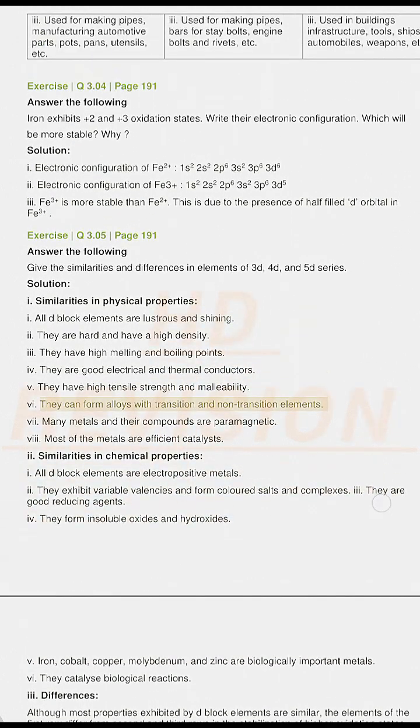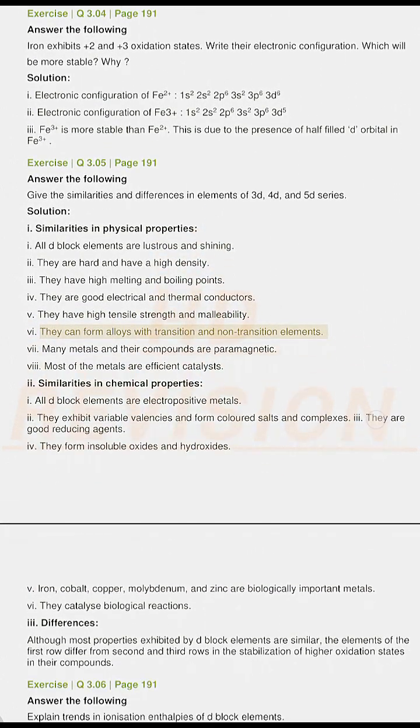They can form alloys with transition and non-transition elements. Many metals and their compounds are paramagnetic. Most of the metals are efficient catalysts.